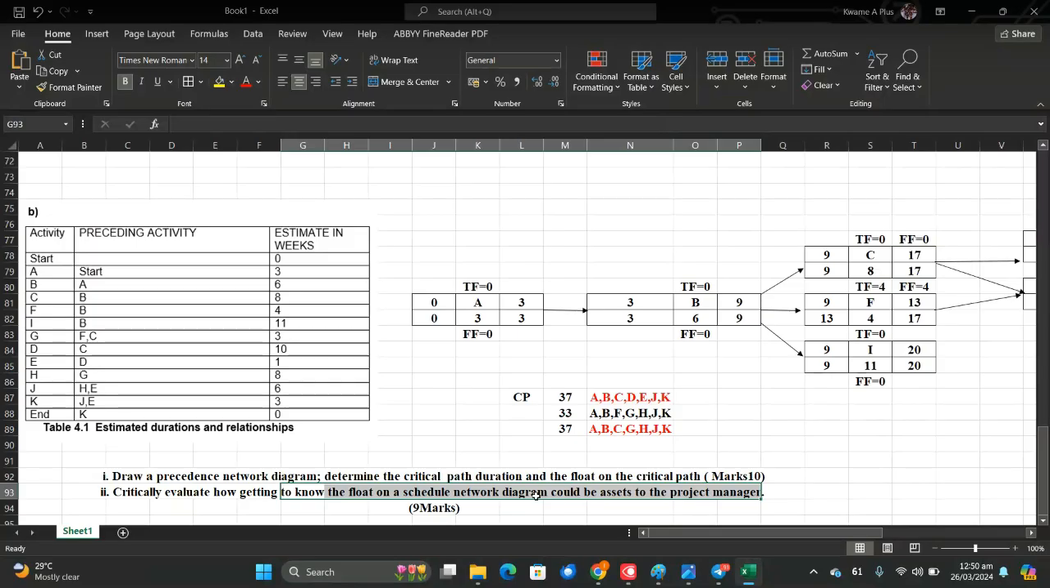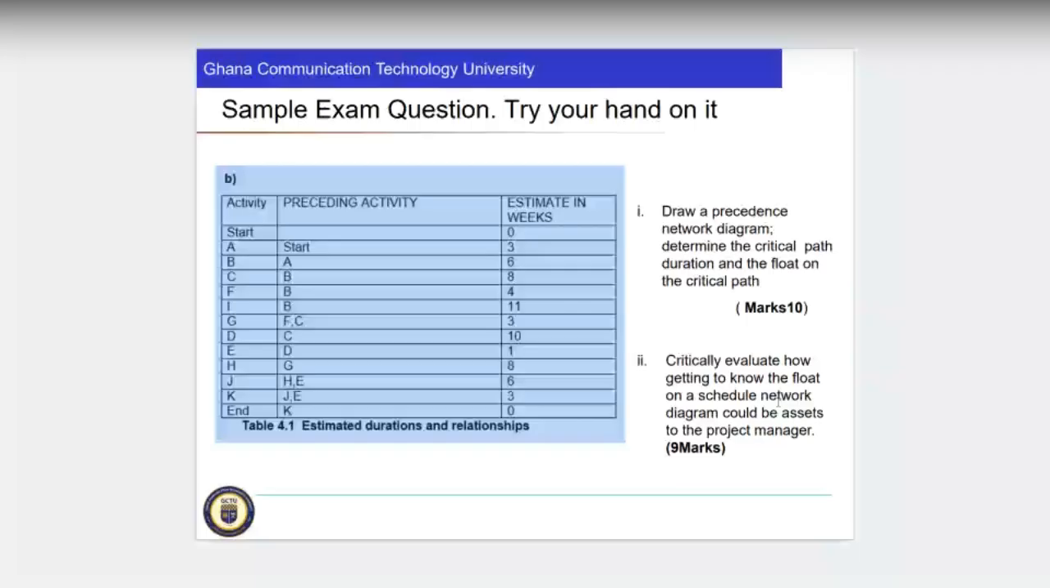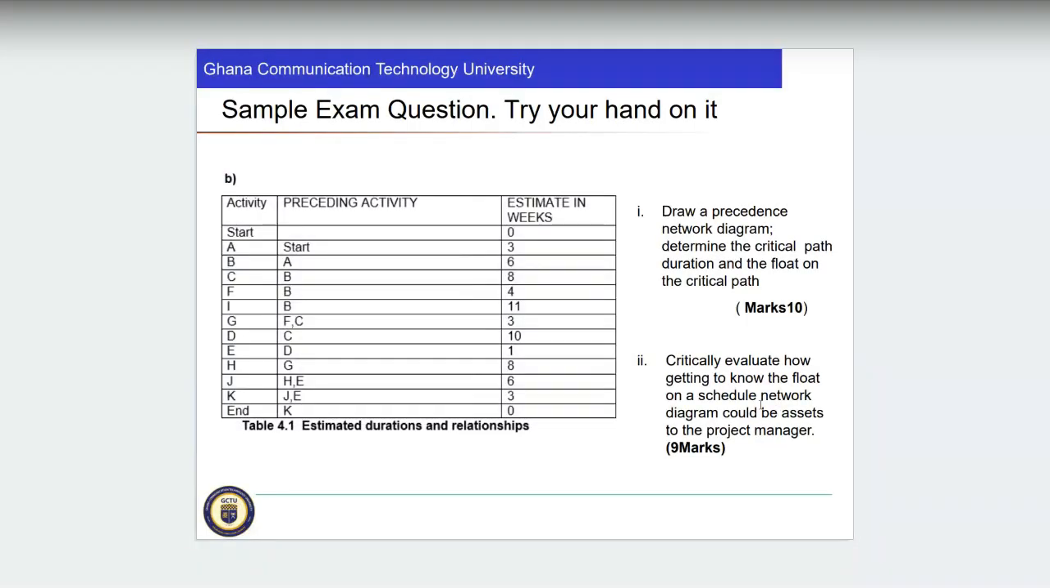So that is the evaluation. One, to manage risks. Two, allocate resources. Three, to focus on critical activities. And then four, to identify scheduling flexibility. So when you explain, that is for 9 marks. That is the answer to this particular exam question.